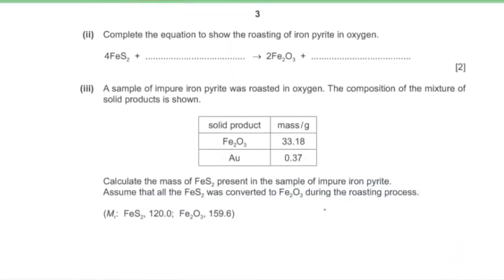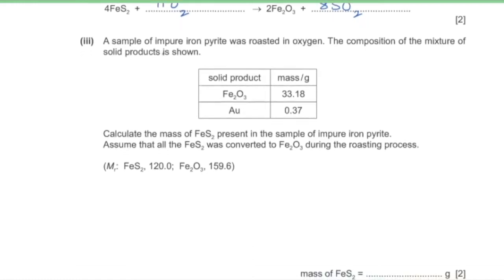Part 2, complete the equation to show the roasting of iron pyrite in oxygen. So iron pyrite reacts with oxygen to give iron(III) oxide plus sulfur dioxide. There will be 4 moles of iron pyrite and 2 moles of iron(III) oxide, so 8 moles of sulfur dioxide and 11 moles of oxygen molecules. Part 3, a sample of impure iron pyrite was roasted in oxygen. The composition of the mixture of solid products is shown. Calculate the mass of iron pyrite present in the sample of impure iron pyrite.